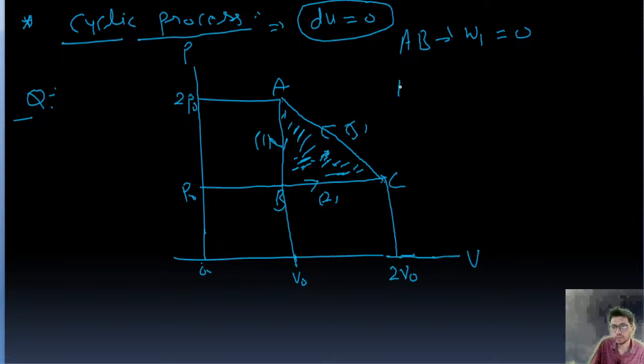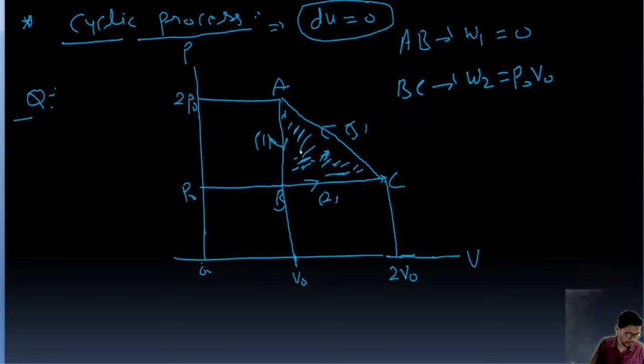Now for B to C, going from B to C, the work done is going to be the area covered by this curve, right? That is the area of this rectangle, and this length is V naught and the height is P naught, right?